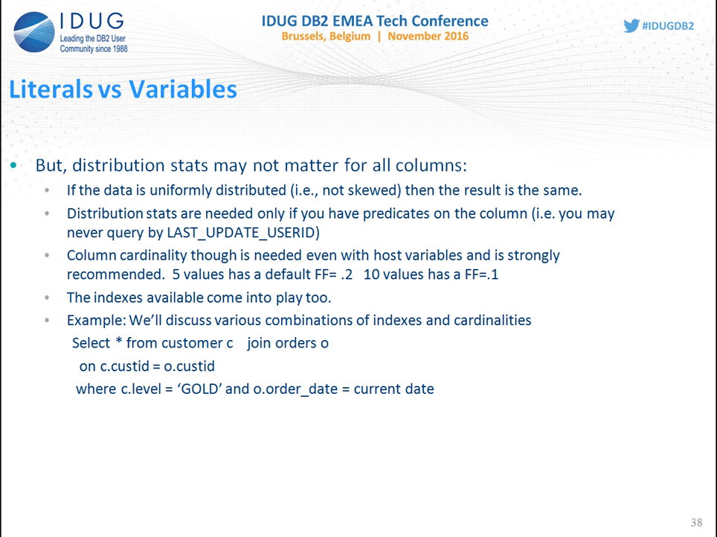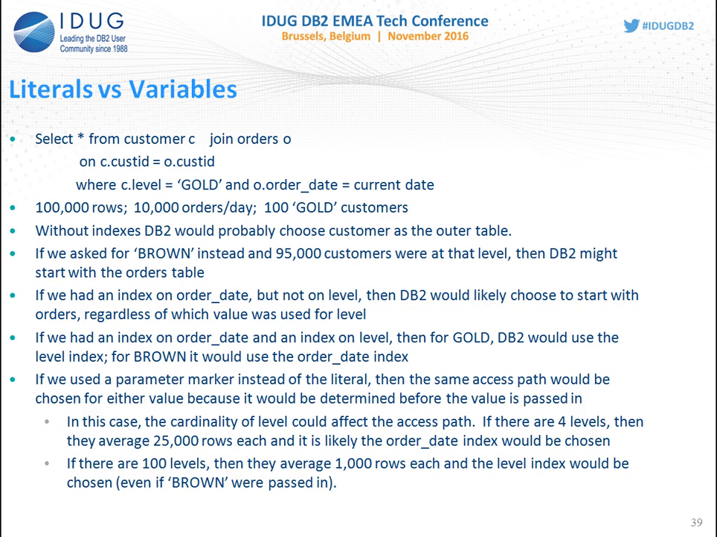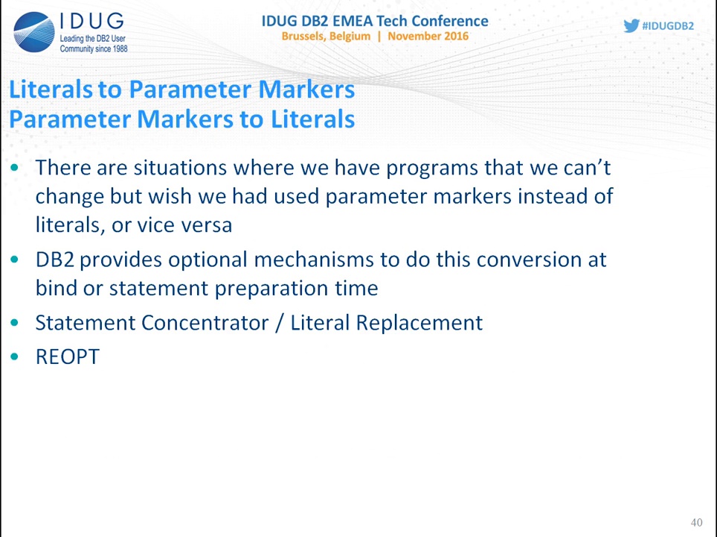Now, there are times we have programs that were written with literals or with parameter markers, and we wish they were done the other way around. And if we can't change those programs because it's a vendor package or the developers don't have time, we do have a couple of optional mechanisms where DB2 can change from one to the other. There's the statement concentrator, also called literal replacement, and there's the REOPT bind option.